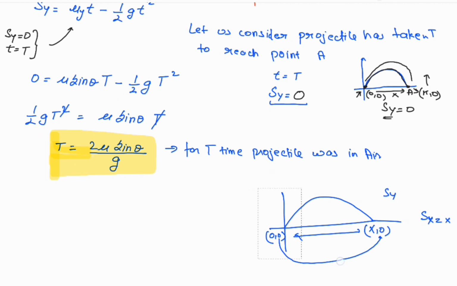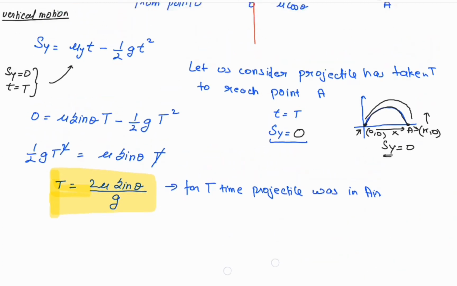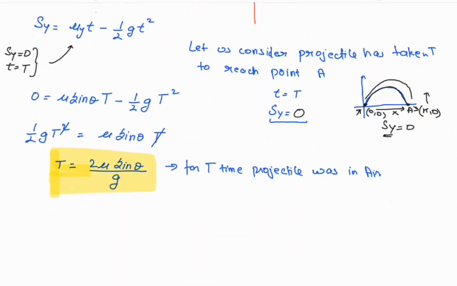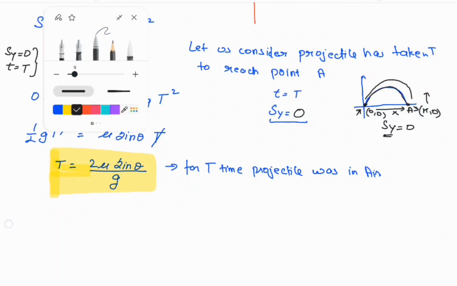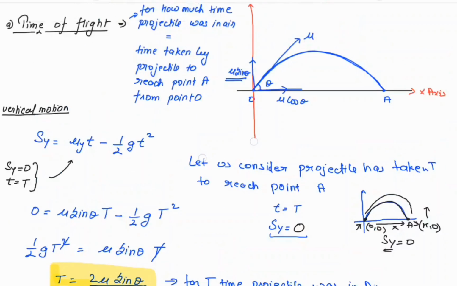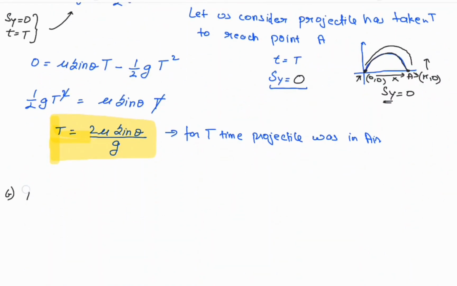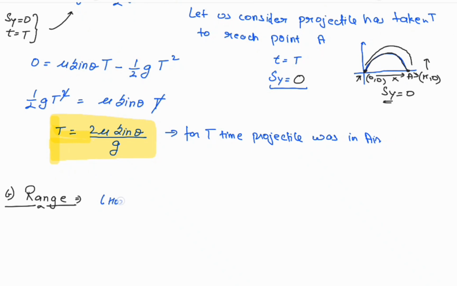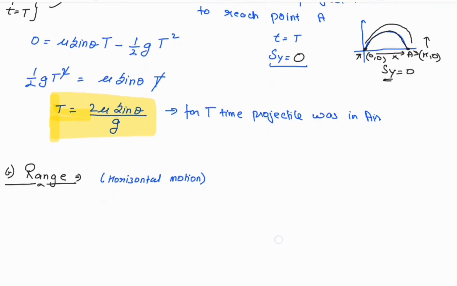Now let's see the second parameter. First we have calculated the time of flight. Now we will calculate the range. Case number B. Now we are going to calculate the range of the projectile. Range, as I already told while discussing the first topic, is the distance traveled by the projectile in the x-axis. So which type of motion will we use? We will use the horizontal motion. Remember, to calculate a range in any case we are going to use horizontal motion.